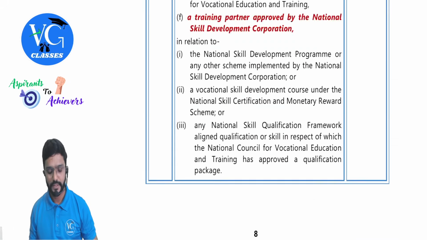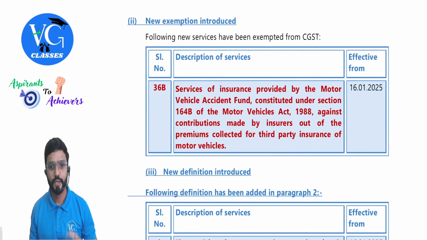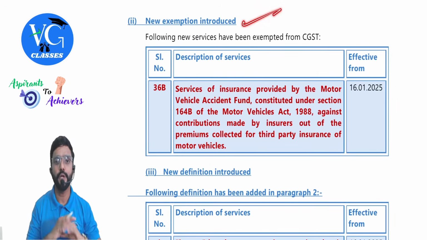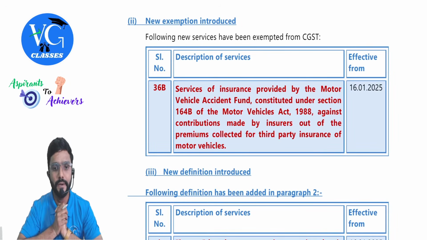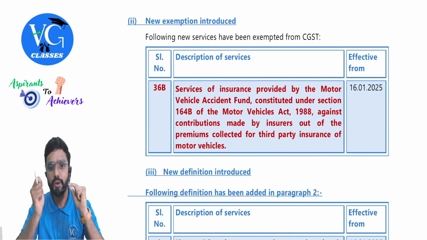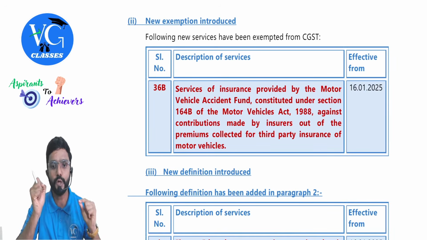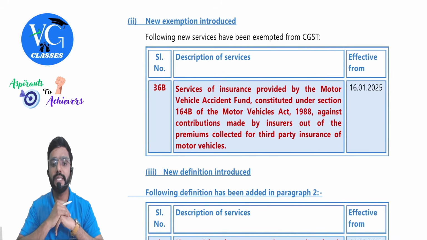Okay, so next. New exemption. Okay, altogether new exemption which has been added. What is it? We will see. Entry 36B. Services of insurance provided by the Motor Vehicle Accident Fund constituted under section 164B of the Motor Vehicles Act 1988 against contribution by the insurers.